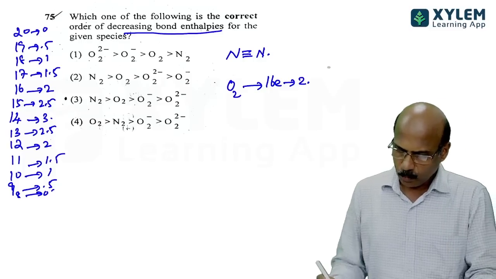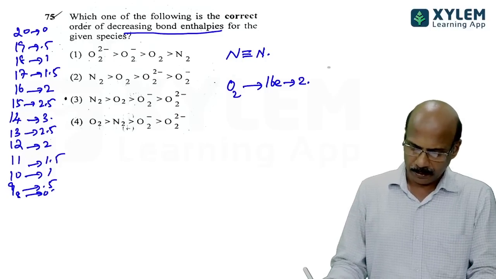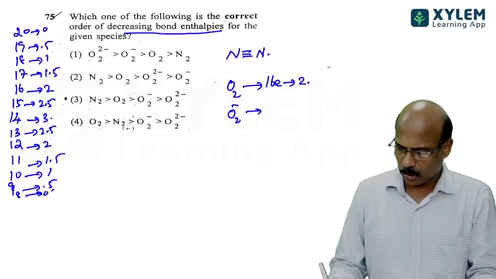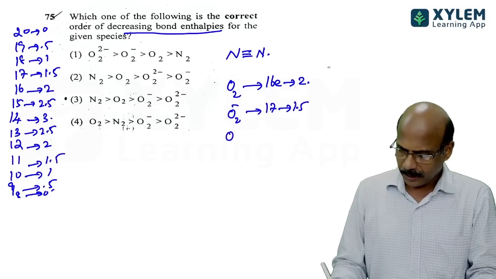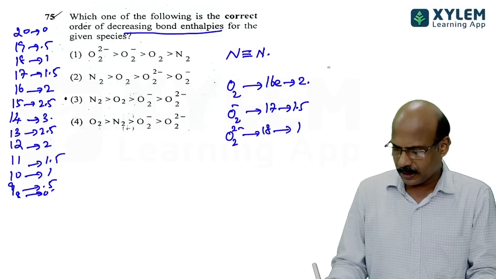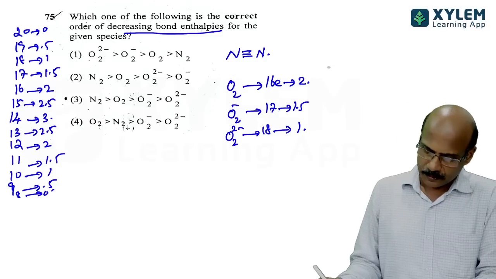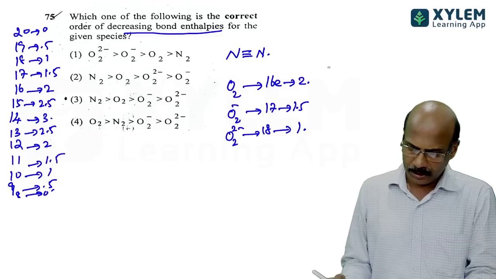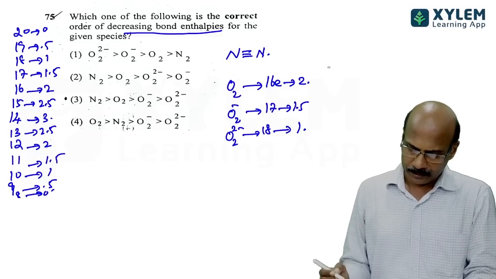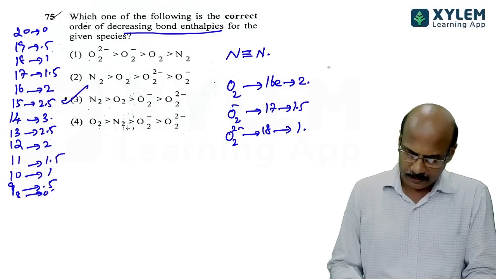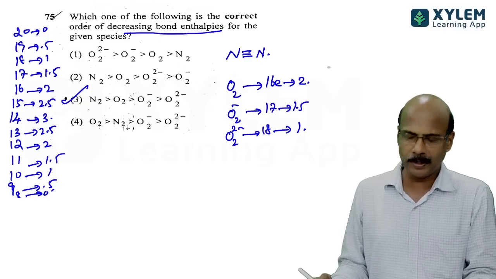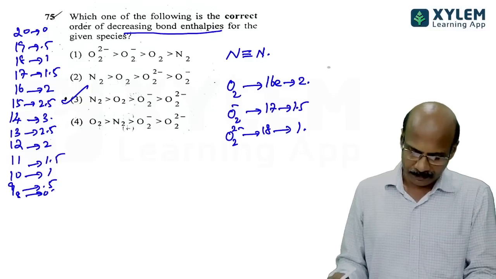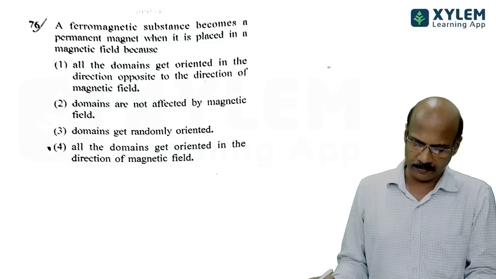So here O2 possesses bond order 2. Whereas for O2 minus, the total electron count is 17, so the bond order is 1.5. And in the case of O2 2 minus, the total electron count is 18, the bond order is 1. So the correct one is N2 greater than O2, then O2 minus, and the lowest goes to O2 2 minus. In the case of O2 2 minus, the bond order is 1. Now let me go to question number 76.